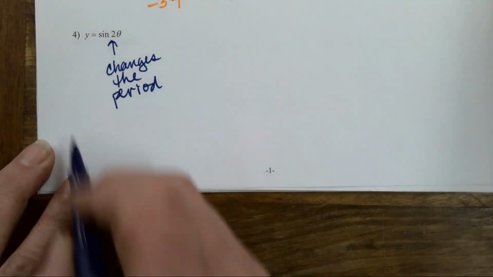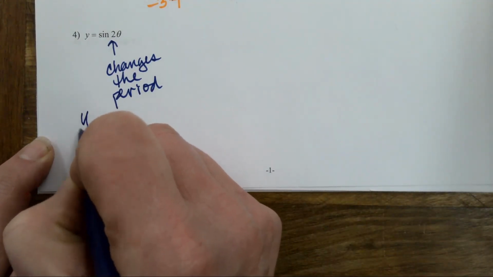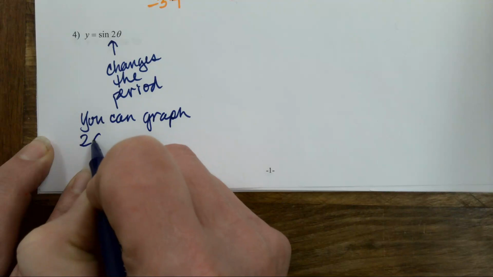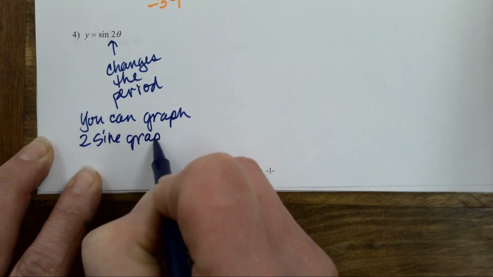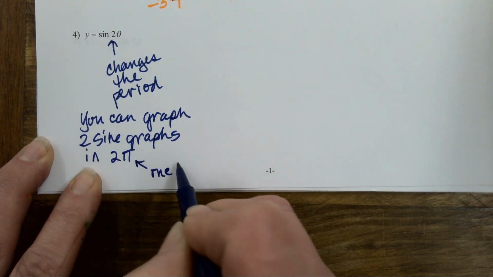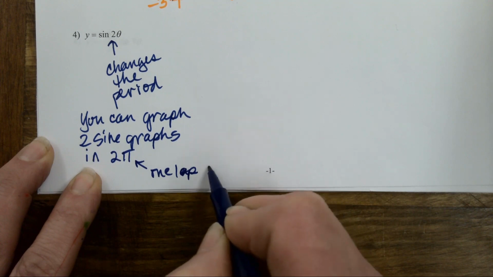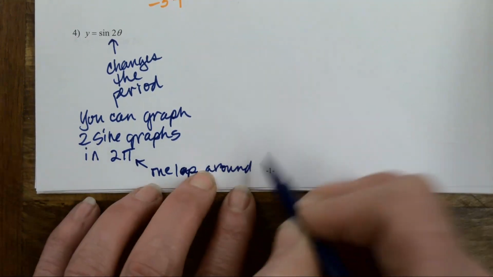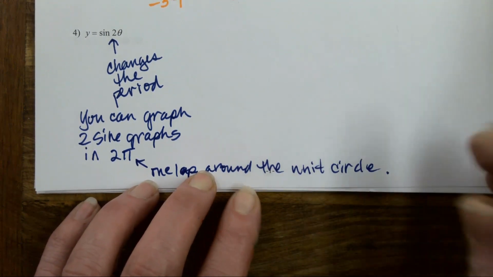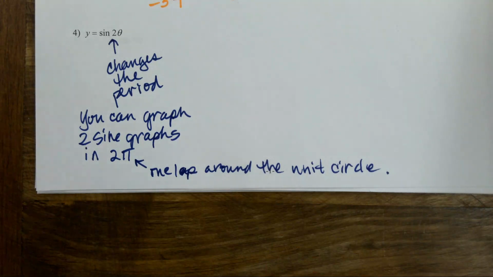So this 2 says you can graph 2 sine graphs in 2 pi. That's 1 lap around the unit circle. Squeezing a lot in there. Okay, that's what that tells me. You can graph 2 sines. If it were 3, you could graph 3 sines. If it were 4, you could graph 4 sines. If it's a half, you can graph a half of a sine in 2 pi.